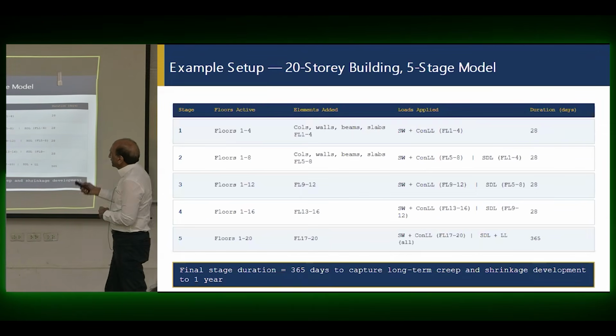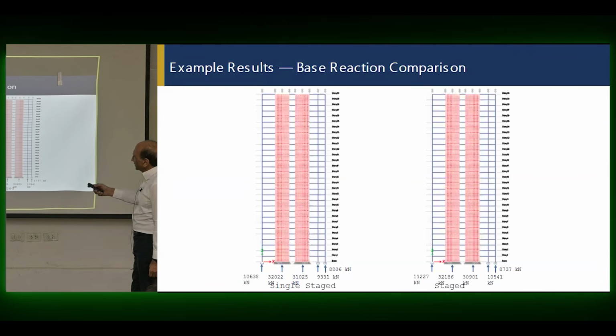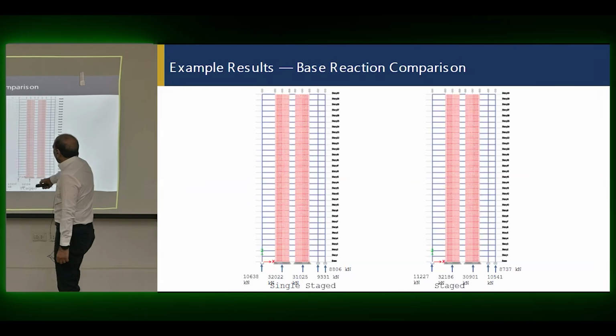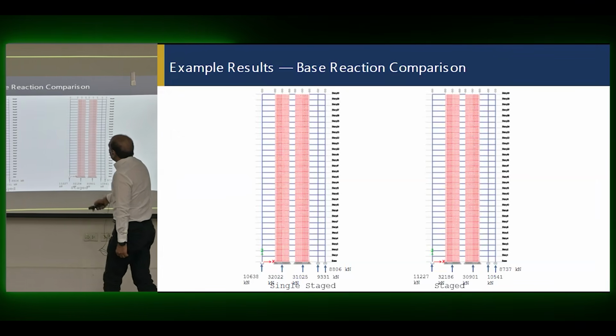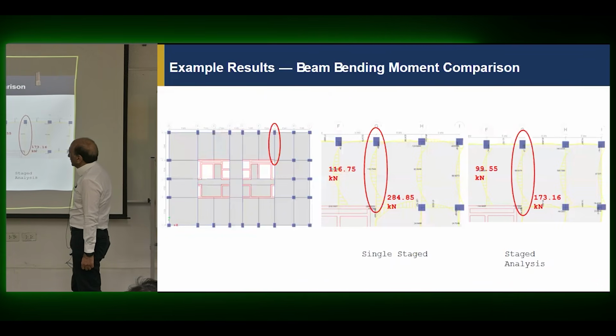Okay, this is a 20-story building, just some idea how that is done. These are the results, a comparison between single stage and multi-stage. So you will see, I showed you already, the results are different. Base results are different. Axial forces comparison, axial forces are different. So you can compare with each other.